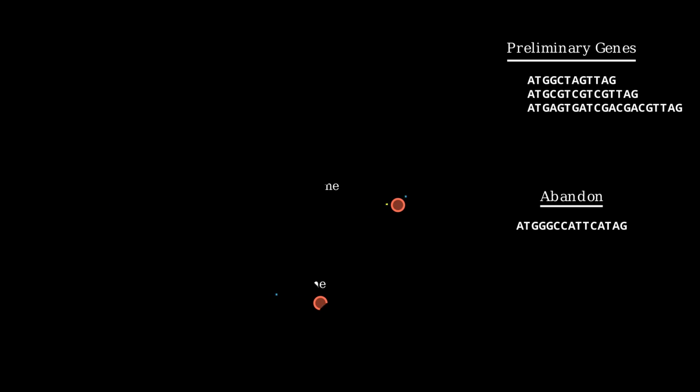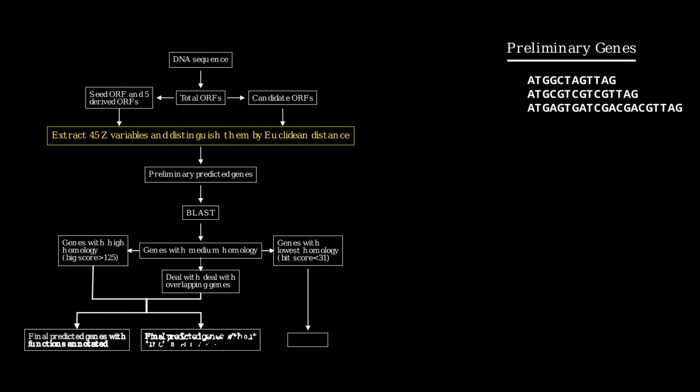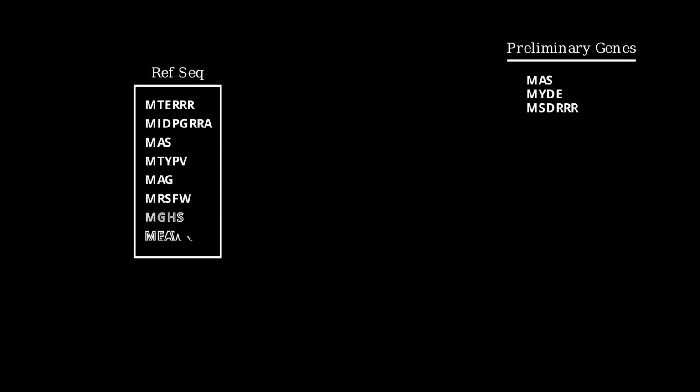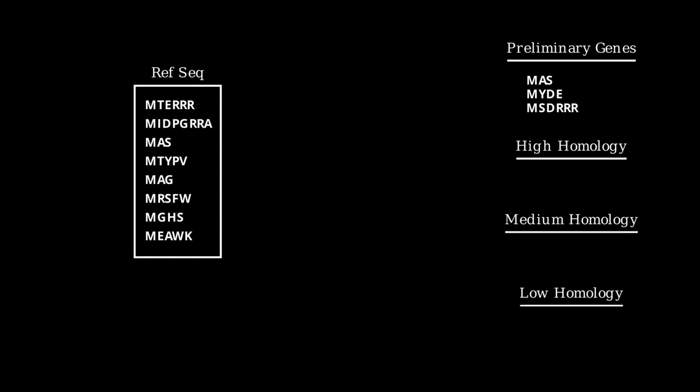So, by using the function to quantify our ORFs into a point in hyperspace, or how the paper describes it, into 45z variables, then comparing the candidates with our controls by measuring the Euclidean distance to both controls, we end up with a list of our preliminary predicted genes. We then take our preliminary list and use the BLAST algorithm on it to compare the ORFs with the RefSeq database to see if there are any matches. ORFs can be categorized into 3 different buckets: ones with high homology, low homology, or medium homology.